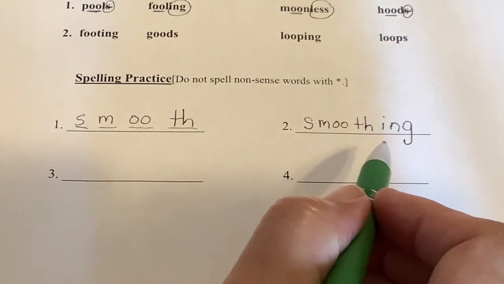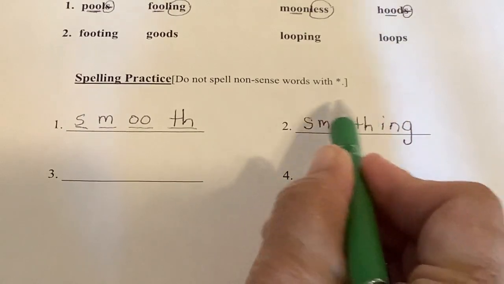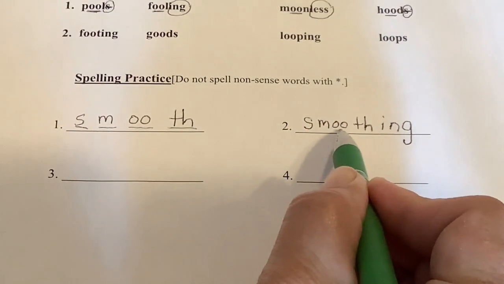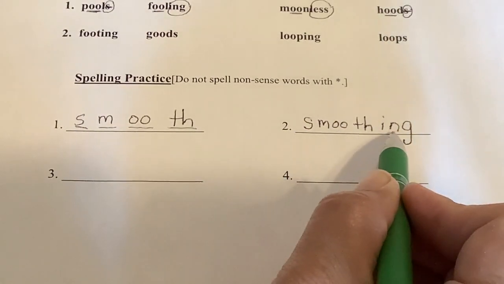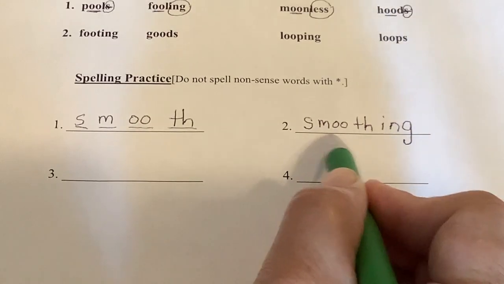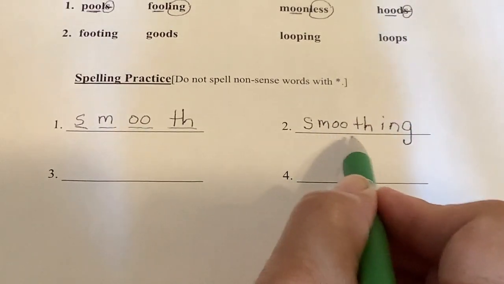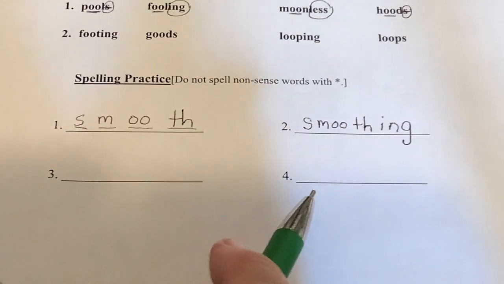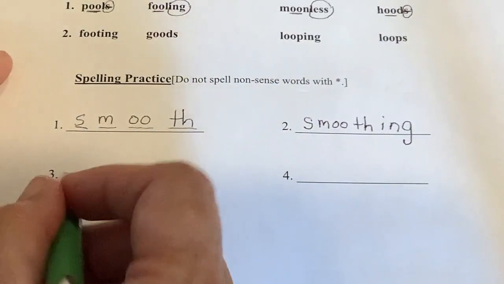We learned today that when we have a base word that has 2 vowels side by side and we want to add a suffix to it, we just add it. We don't need to change anything about this. Okay? Let's spell another word.